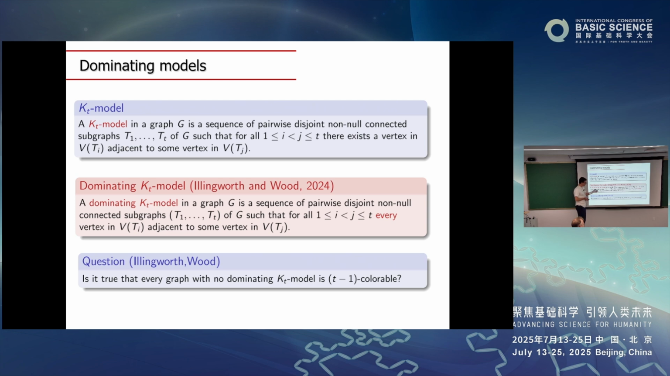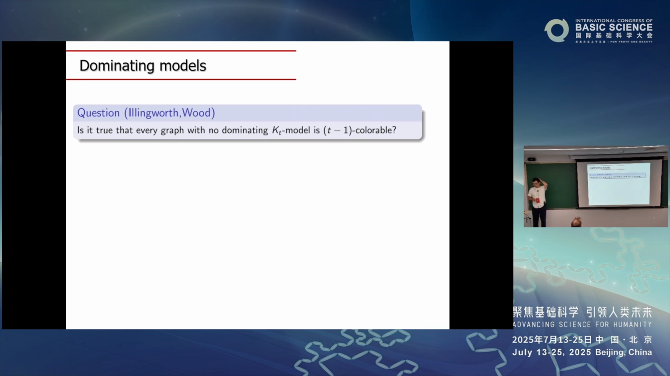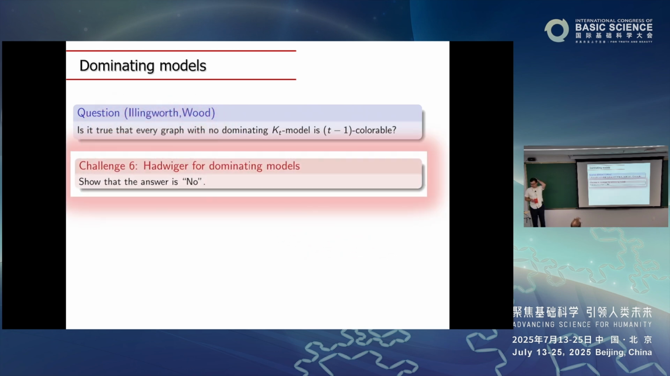So a question arises: is the corresponding strengthening of Hadwiger true? Is it true that every graph with no dominating KT model is T minus 1 colorable? That seems way stronger. And here is a challenge. Please prove that this is false. I want Hadwiger to really be the border of what is true. If something like this is true, it's a bit distracting, right? What are the reasons that this is true? But we cannot disprove it so far. It might be true at the moment.